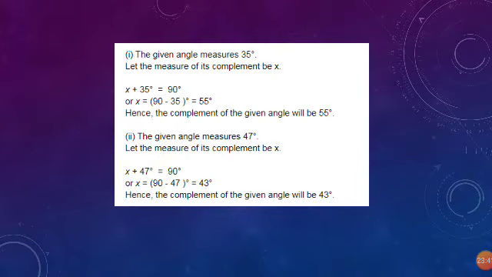The given angle measures 35 degree. Let the measures of its complement be x. X plus 35 degree equal to 90 degree, 35 transpose to right hand side minus 35. So 90 minus 35, 55 degree. The complementary angle will be 55 degree. The given angle measures 47 degree. Let the measures of its complement be x. X plus 47 degree equal to 90 degree. X is equal to 90 minus 47, value 43 degree.